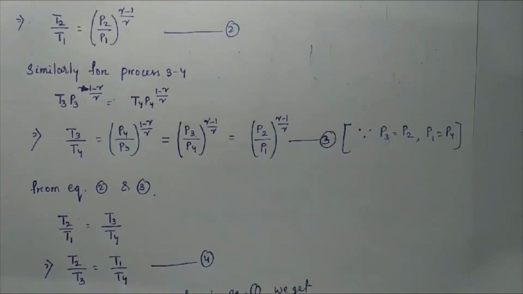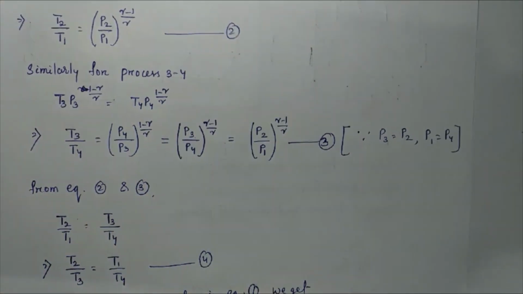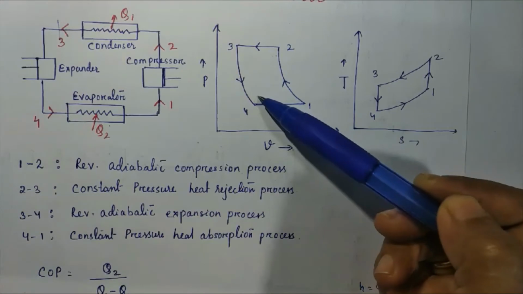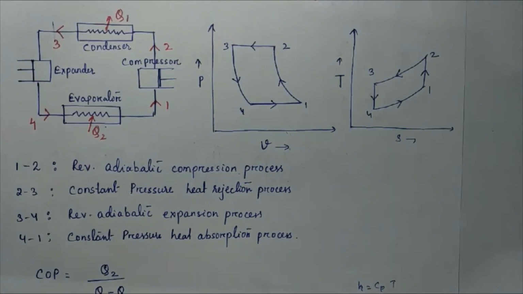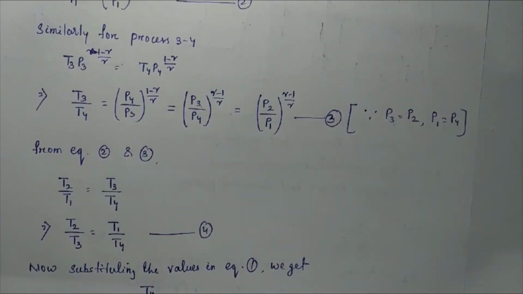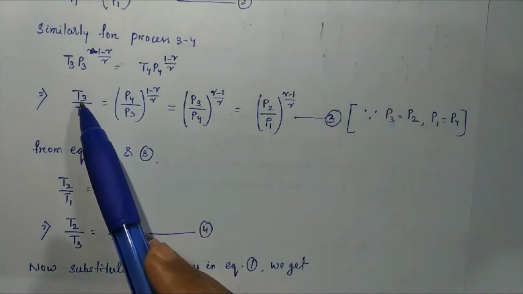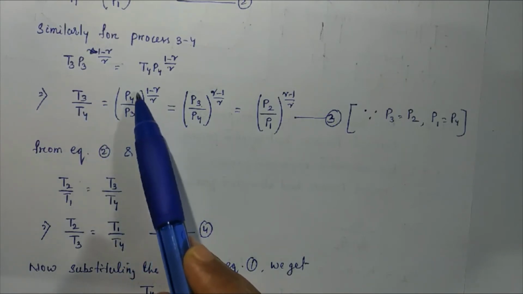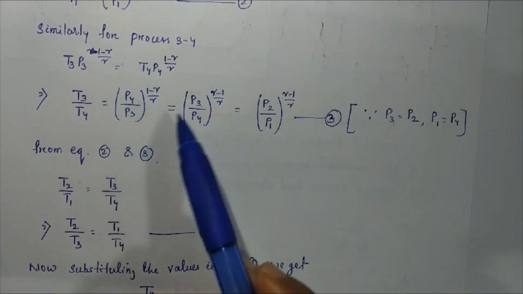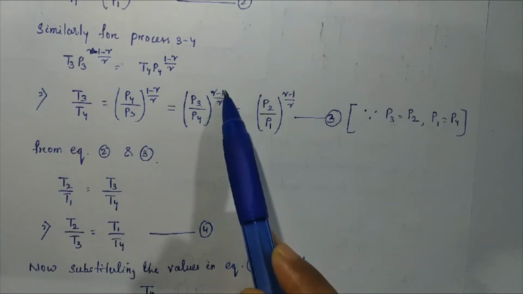So next we consider similarly process 3 to 4. This process 3 to 4 is again an adiabatic process, that is a reversible adiabatic expansion process. For this, we again use the relation T P to the power (1 minus gamma)/gamma equal to constant. It means T3 P3 to the power (1 minus gamma)/gamma equal to T4 P4 to the power (1 minus gamma)/gamma. So we can rearrange this expression as T3 by T4 equal to P4 by P3 to the power (1 minus gamma)/gamma. Now taking this denominator in the numerator and this numerator in the denominator, it becomes P3 by P4 to the power (gamma minus 1)/gamma.